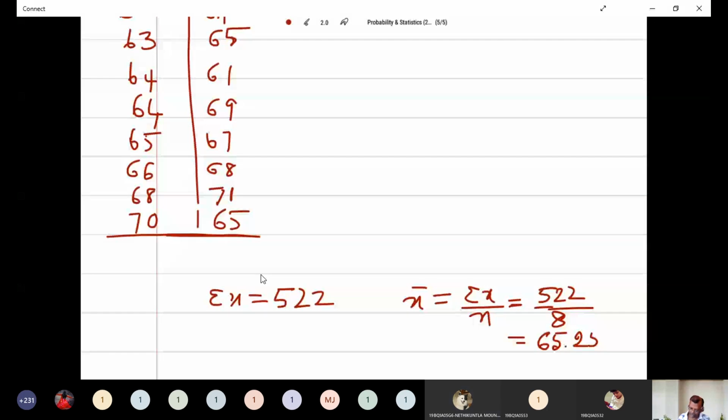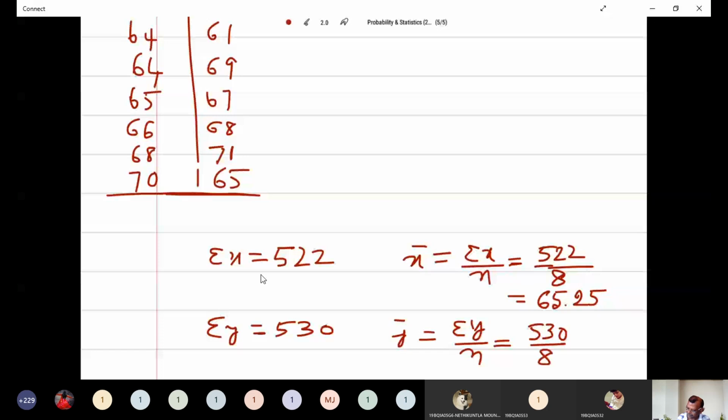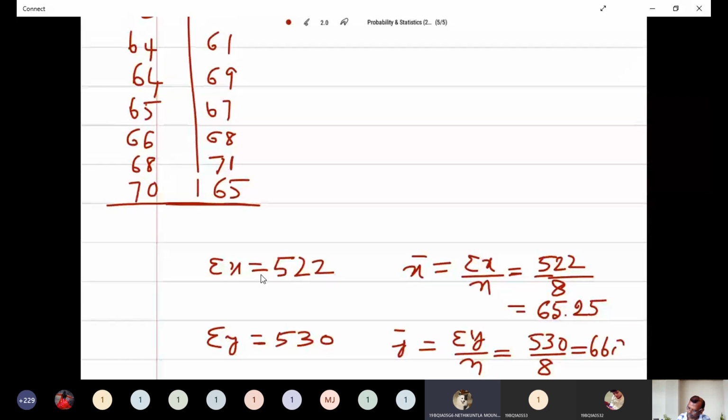Now summation y is 530. Now y bar is equal to summation y by n, 530 by 8, which is 66.25.